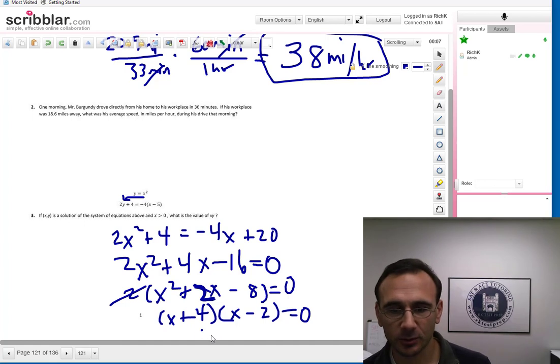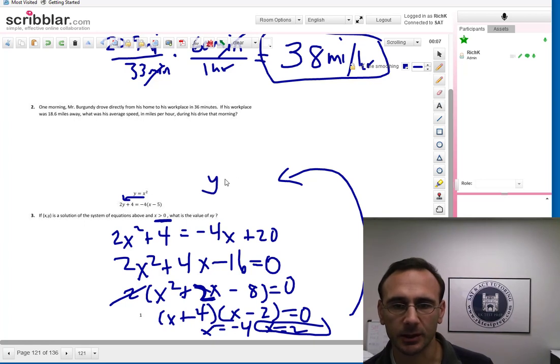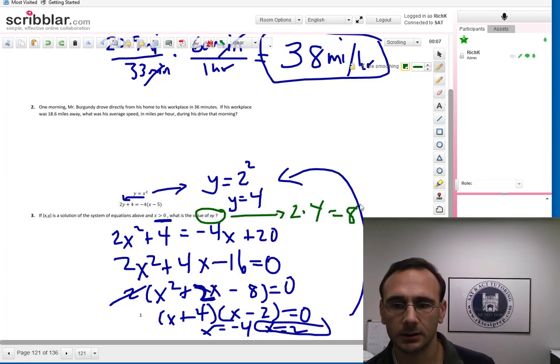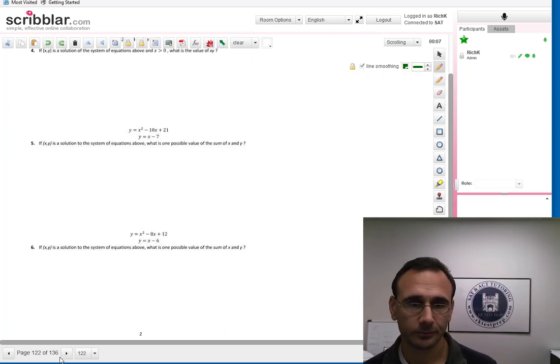Okay, so then x would be -4 or x would be 2, but they tell us x is greater than 0, so we only want the one where x is 2. So then we bring that back up, and that means we can sub in into this first equation. If y is x squared, then y is 2 squared, or y is 4. And so xy, the thing we want, is 2 times 4, or 8. 4 is kind of the same.